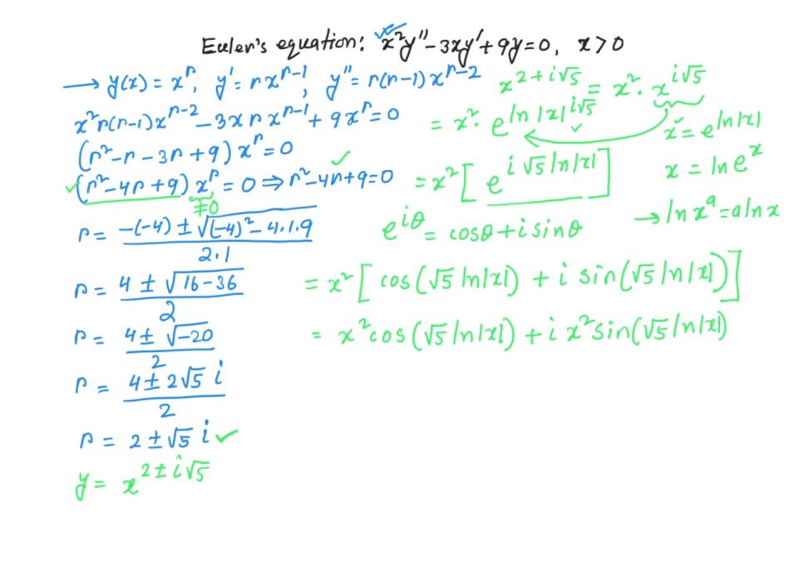Now my solution is going to be of this format. Now there is a plus or minus here, so if I wanted to evaluate the minus sign, then it would just be this negative. So just by looking at it, I can see that my independent solutions are going to be: y1 of x is x squared cosine of square root of 5 times ln of absolute value of x, and y2 of x is x squared times sine of square root of 5 times ln of absolute value of x.